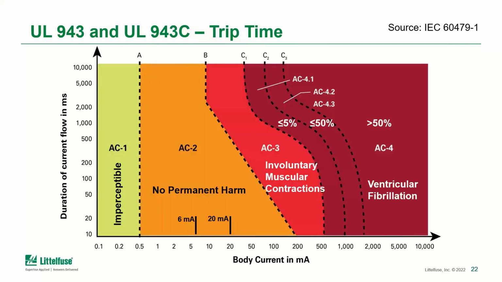So the 20 milliamp level, you can see I've tagged it at the bottom of the bottom axis. It is able to provide fibrillation protection, but it's not able to provide complete let-go protection. That's what's provided in the Class A GFCI. So there is that one trade-off there.